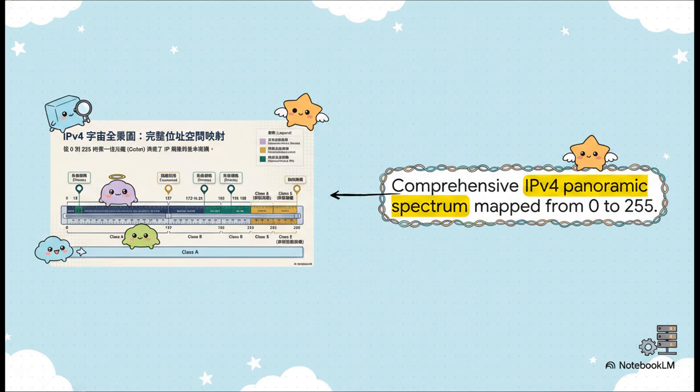Just looking from 0 all the way up to that maximum of 255, you can clearly see Class A commanding the first huge half of the space. You can spot the private IP zones nestled safely inside the standard classes. You've got the loopback tucked away at 127, multicast near the end, and that local broadcast right at the final 255 boundary. Truly grasping this panoramic spectrum is the absolute core of understanding IPv4 engineering logic.